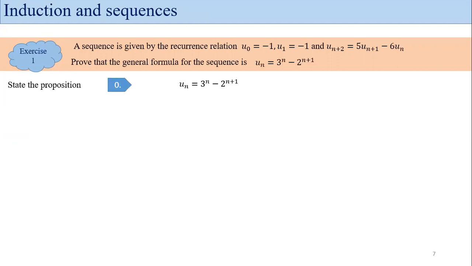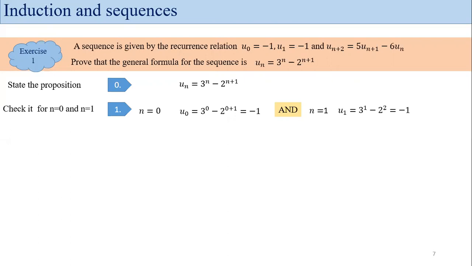Again, we state the proposition as you can see in the first step. Now, because the general recurrence equation is dependent on the two previous terms in the sequence, we need to prove that the general formula is working for the first two terms, which are n equal to 0 and n equal to 1. So we substitute 0 and 1 in the general formula, and we see this worked for both.